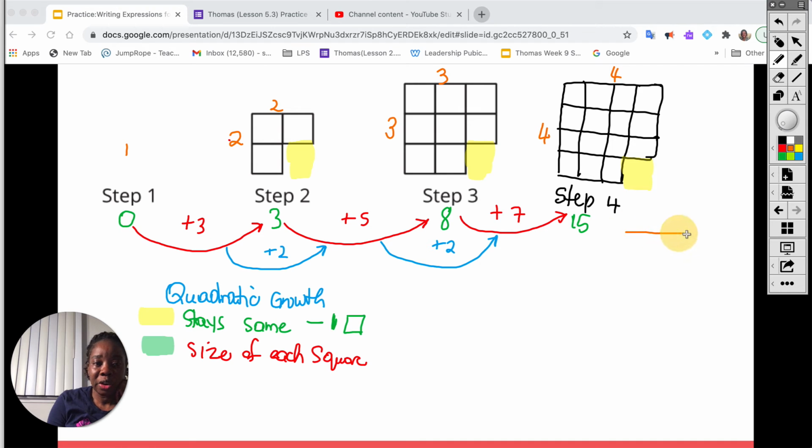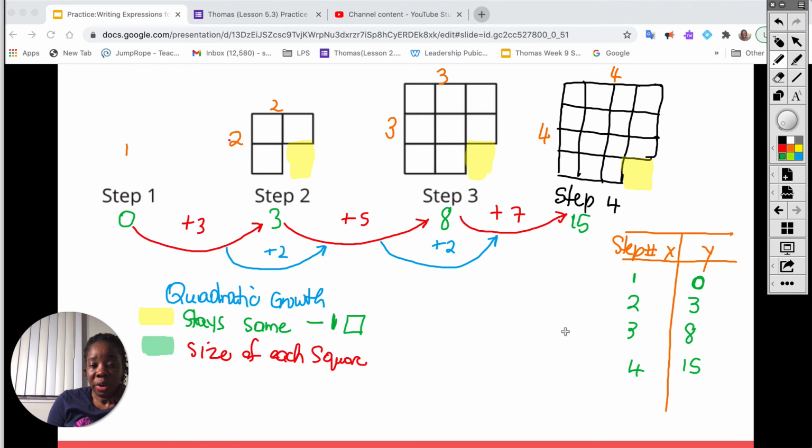So how do we get the expression? Well, we can create a table of values where we call our step number x, and the total number of squares is going to be y. So when it's step 1, we had 0 squares. When it was step 2, we had 3 squares. Step 3, we had 8 squares. Step 4, we had 15 squares. So what we're seeing is we're subtracting 1, that's the thing that's consistent.